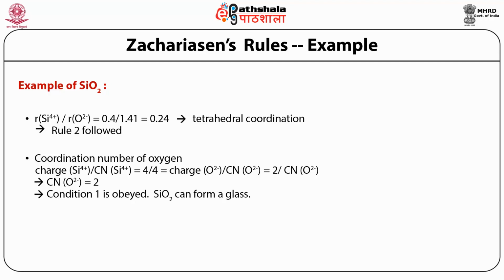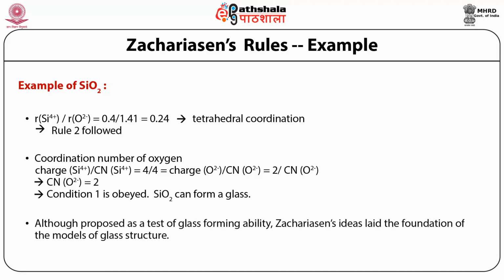It should be noted that Zachariasen only proposed that an oxide may form a glass if certain conditions are met. He proposed the random network based on the similarity of the structure and the internal energy between the crystalline and glassy form of the oxides. Although it was not proposed as a test for the glass forming ability, these ideas have become the basis for the glass structure, which we will be discussing later on.